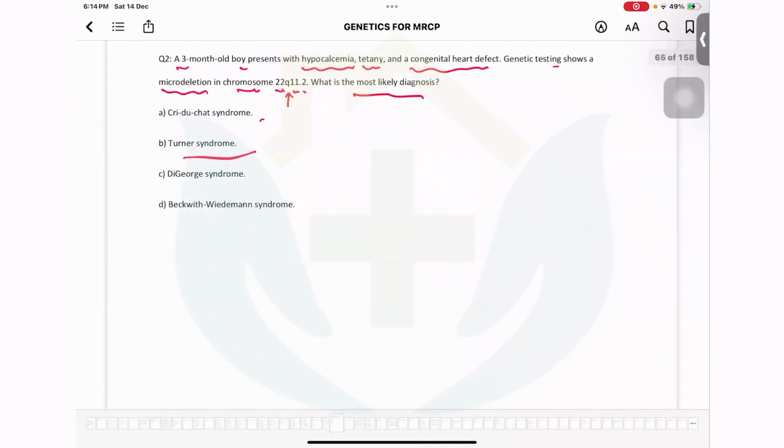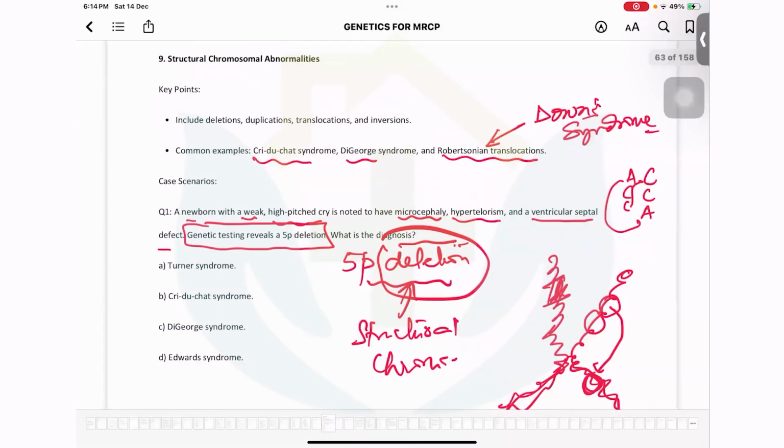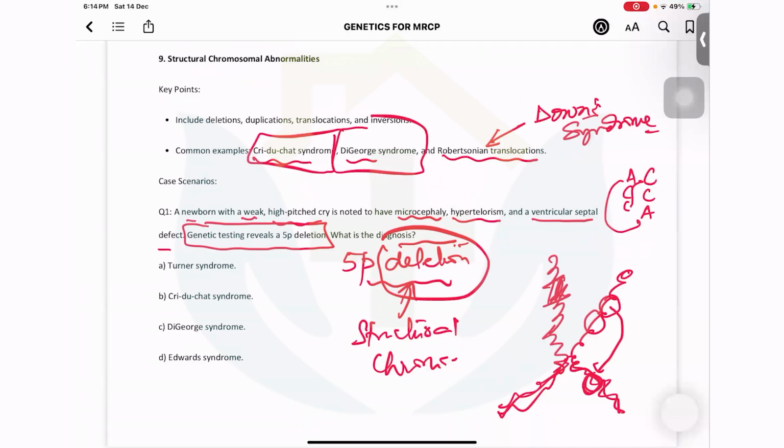Although this is cramming, you need to remember this. Very important. Robertsonian translocations aside, there are only two usually asked in the exam: Cri-du-chat and DiGeorge syndrome.